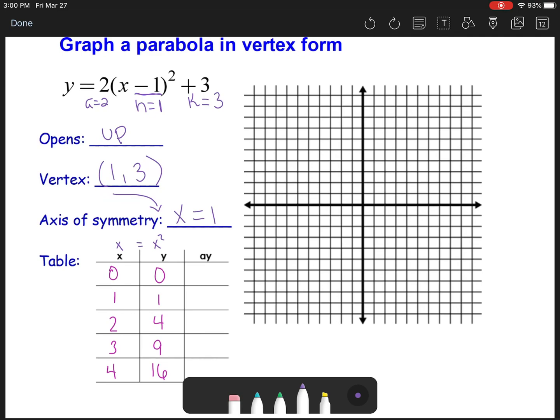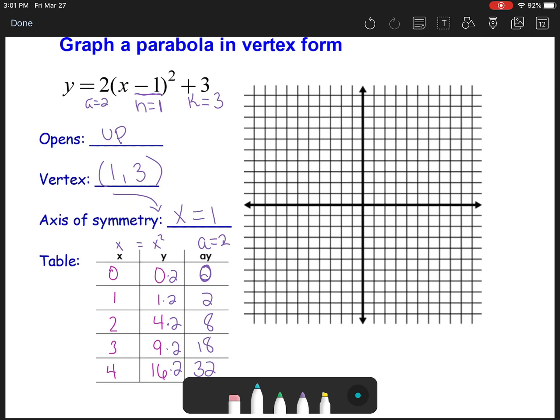We just square whatever our x value is. And then for our ay column, we take our a value, which in this case is 2, and we multiply it by our y column. So 0 times 2 is 0, 1 times 2 is 2, 4 times 2 is 8, 9 times 2 is 18, and 16 times 2 is 32. Remember, not all of these are going to fit on our graph, but we're going to put all of the ones that do fit on there.